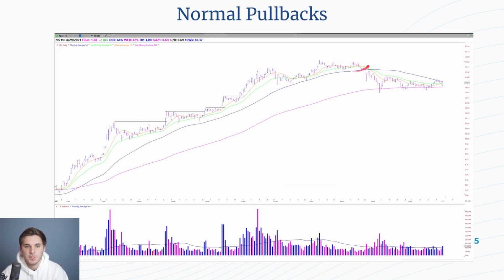And moving on, let's talk about normal pullbacks. So not every undercut or approach back towards a moving average is created equal. And you want to know basically how to identify what is normal action versus abnormal action. And here we've got NIO, which is an example of normal action as it pulls back to the 23 EMA, which is really respected during its run.